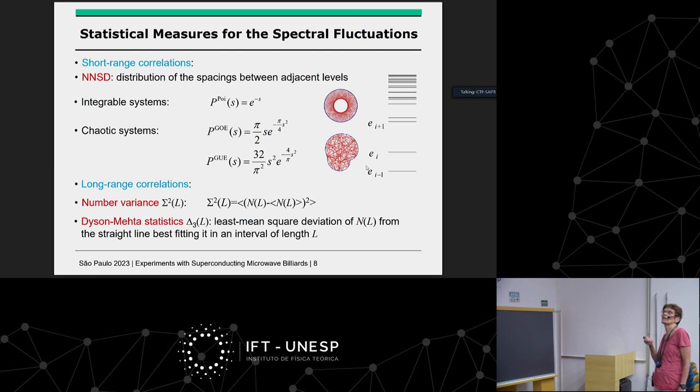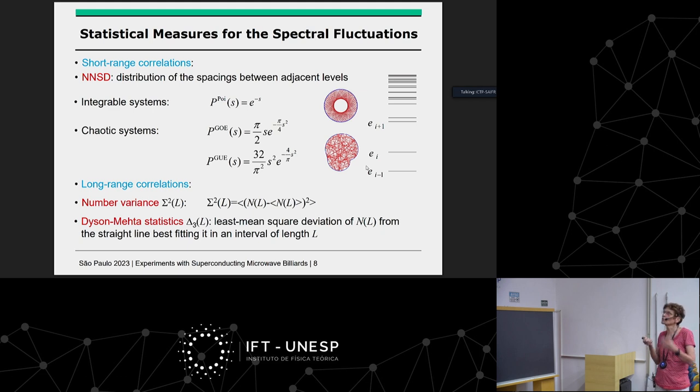So when you look at the spacing distribution, you can see, first of all, whether your system is chaotic or not chaotic, and secondly, you can also distinguish between time reversal invariant and time reversal non-invariant systems.